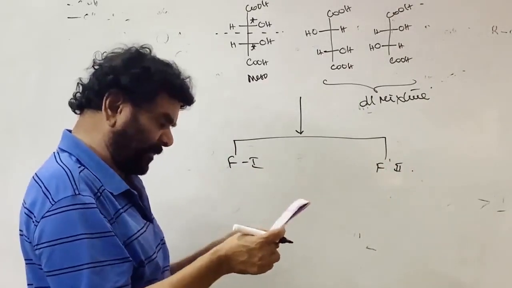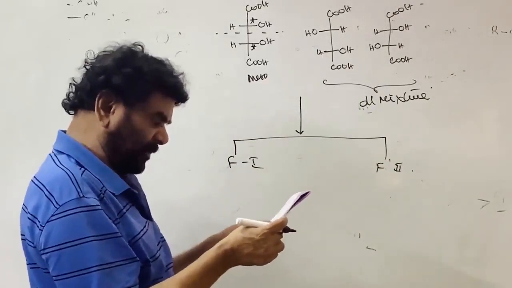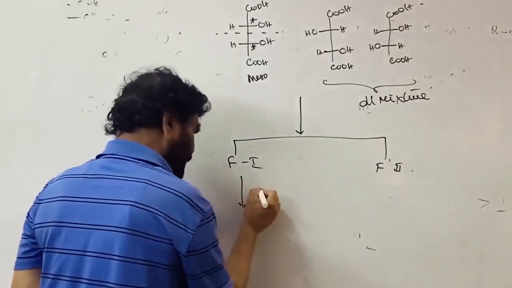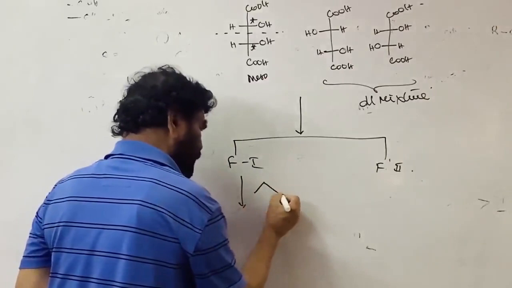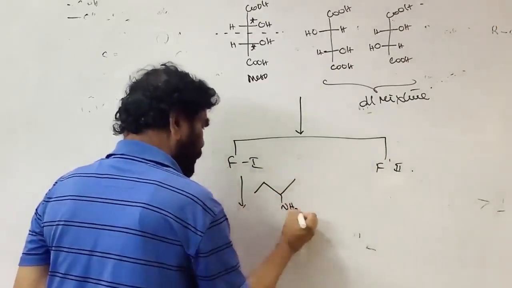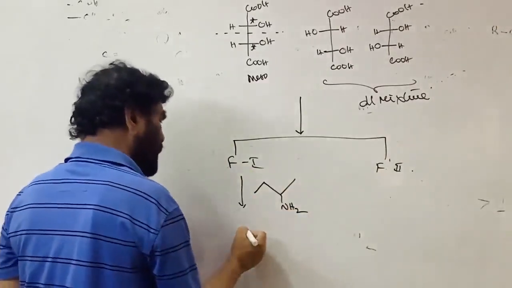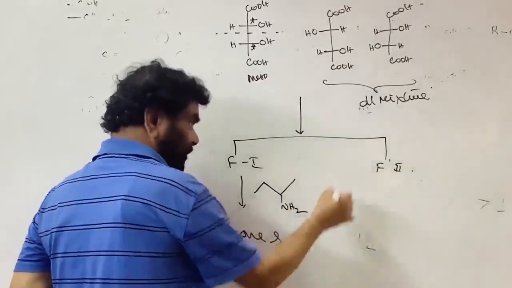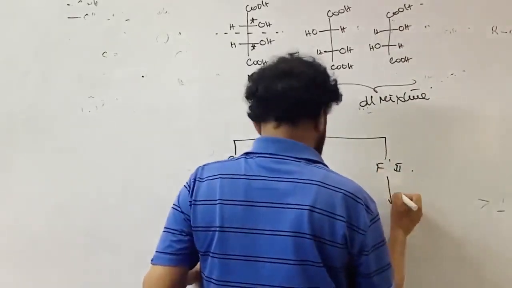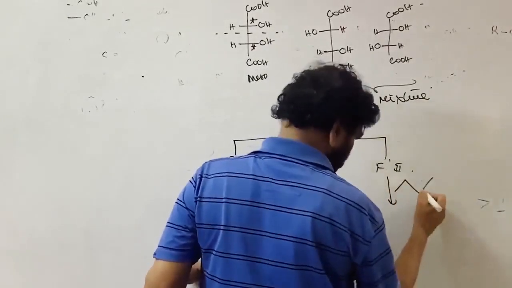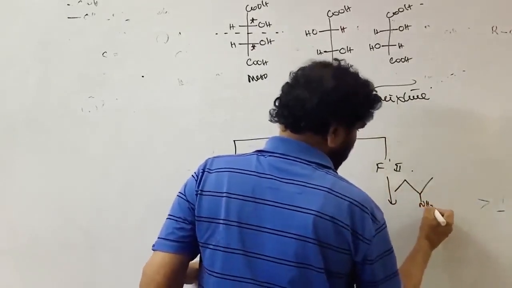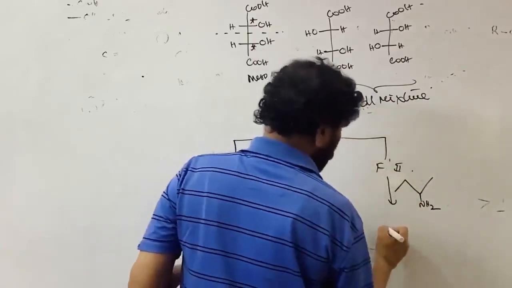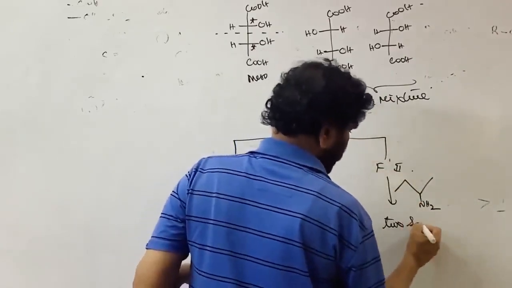Fraction 1 on reaction with 2-butylamine gives a single salt. Fraction 1, on treatment with 2-butylamine, gives only 1 salt. Fraction 2 on treatment with the 2-butylamine isomer, the 2 salts are formed.